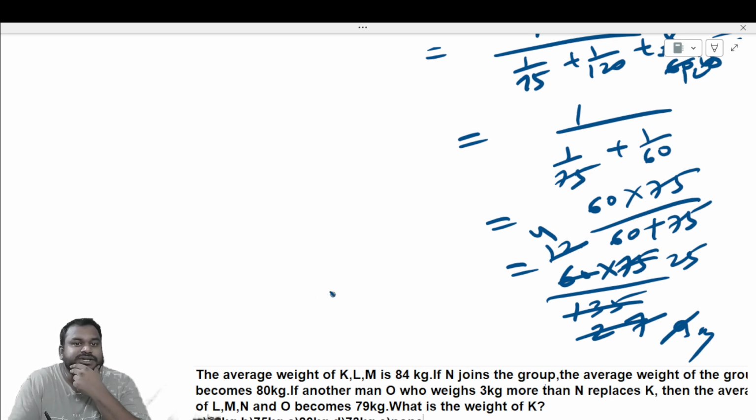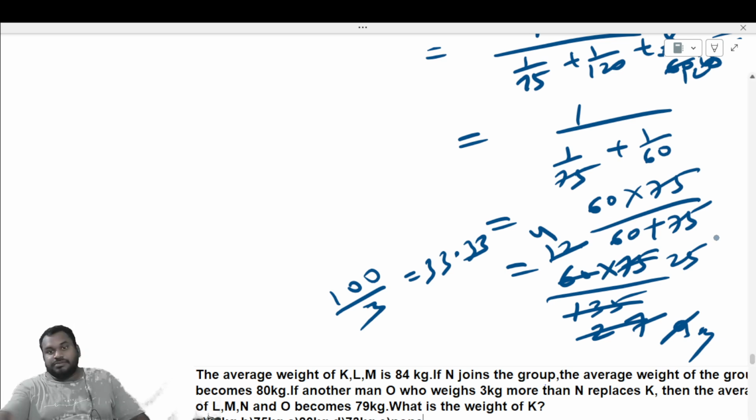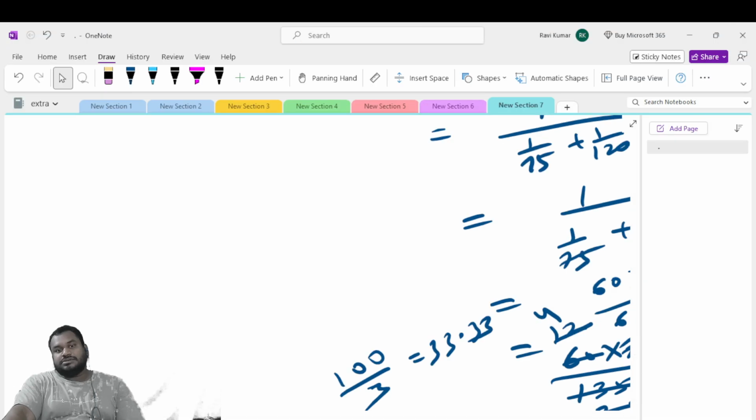100 by 3 is 33.3. I told you already. Remember things. 100 by 3 is 33.33. 100 by 6 is 16.66. 1 by 3 is also 0.33. Like that, you have to remember certain fractions. It comes with practice.